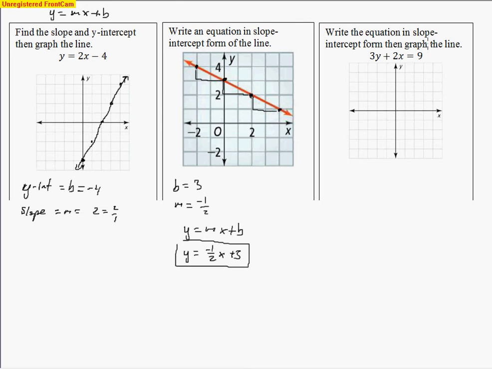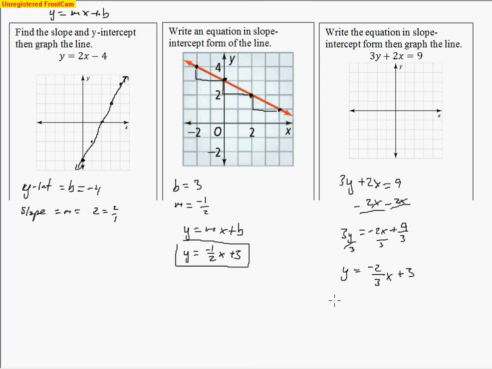Here it says to write the equation in slope-intercept form, so let's go ahead and rewrite it down here. I'm going to take away the 2x first from both sides. I'm left with 3y equals negative 2x plus 9. Then I'll divide by 3. Now you have to divide every term by 3, including that 2, so that's negative 2 over 3. Try to write that as a fraction, because the slope is the rise over the run. And go ahead and plot it.